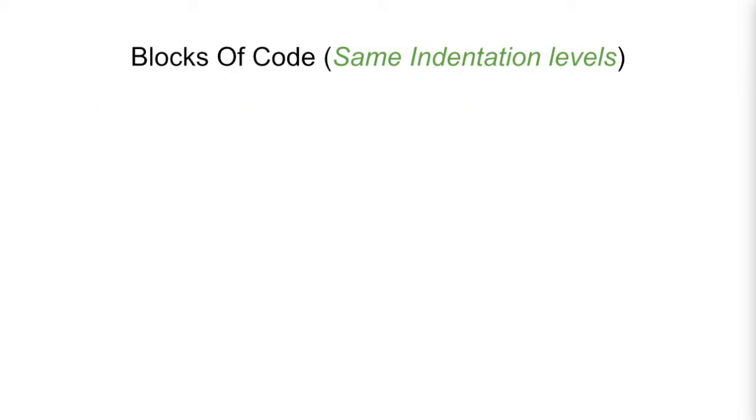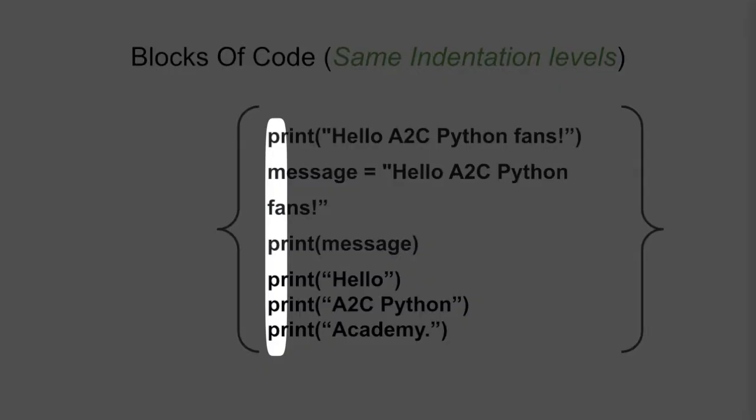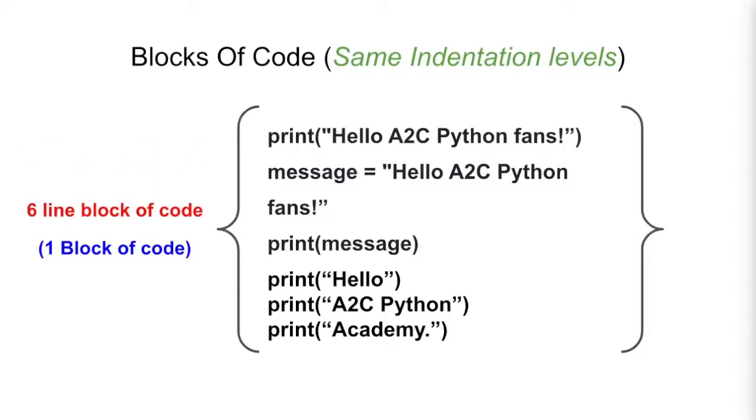Now let's take these code examples one step further. What if we took those 6 lines of code that we reviewed in the previous slide and combined them together? What would we have? Well, we would have 6 lines of code that all have the same indentation level. And because of this fact, they're considered one block of code.